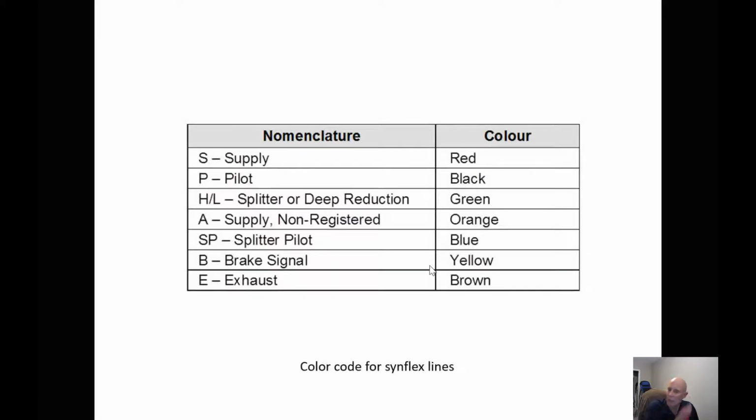Now when we take a look at how the lines are set up, if the truck is new and no one's touched it, these are the colors of the lines, and a lot of times now they just use a black line for everything, so you'll have to follow where they go to on the splitter and on the valve and up at the master control valve.